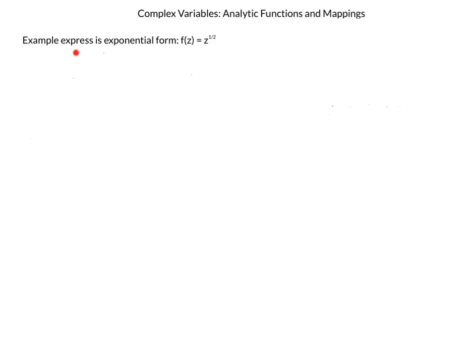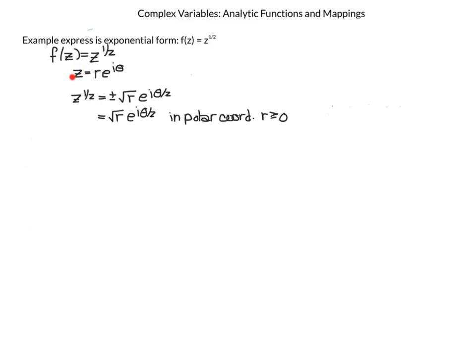This next example is to express in an exponential form the function f of z equals z to the 1/2. The first step is to express z in exponential form. So that's equal to r e to the i theta. Then z to the 1/2 is square root of r e to the i theta over 2. Now because in polar coordinates, our radius is always positive, and of course in complex numbers, e to any exponent is always positive, we take only the positive square root, and we get z to the 1/2 is equal to square root of r e to the i theta over 2. I'm sorry, this is not pi, this was theta over 2.